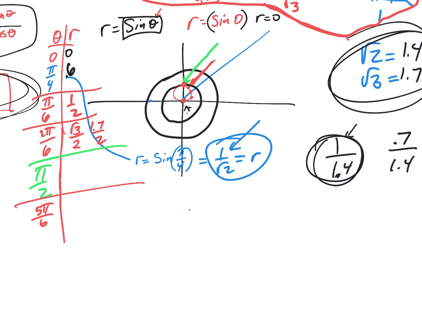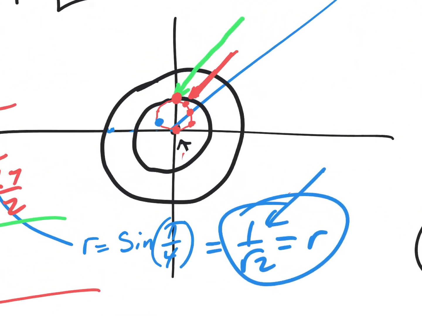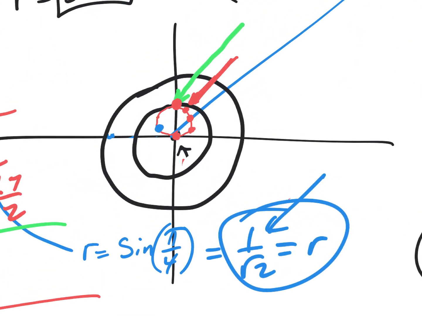I'm going to draw the picture for you. Here's where 5 pi over 6 would be. Sine. Oh, it's a 30, 60, 90. 1, 2, square root of 3. Sine's opposite over hypotenuse. It's 1/2 again. And that's this guy right here. Okay, I think you got the idea.